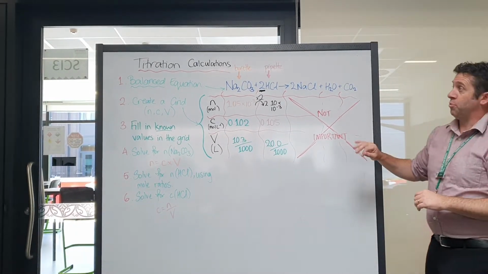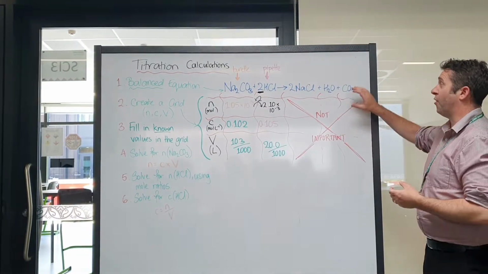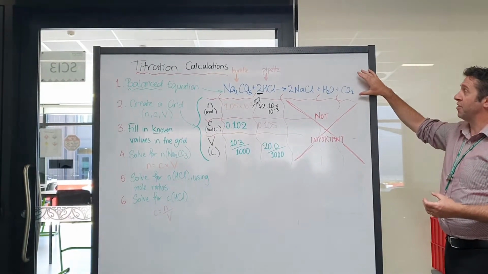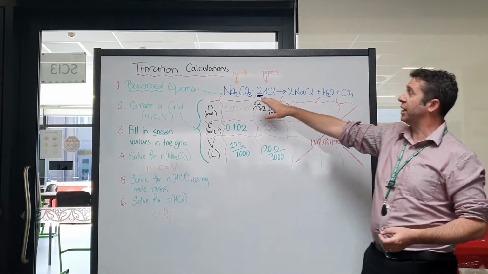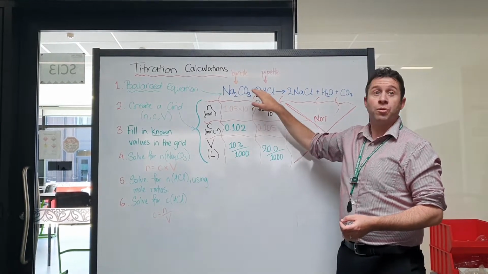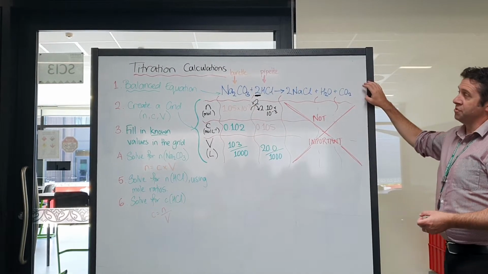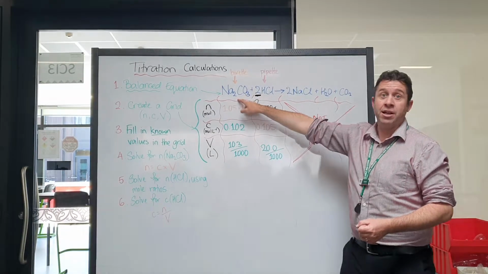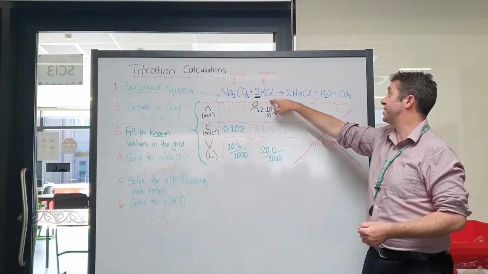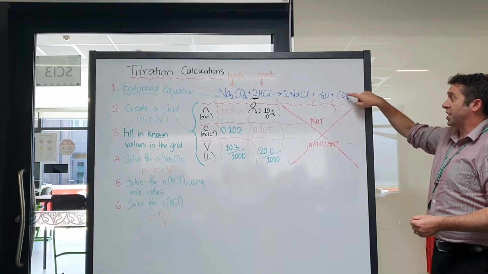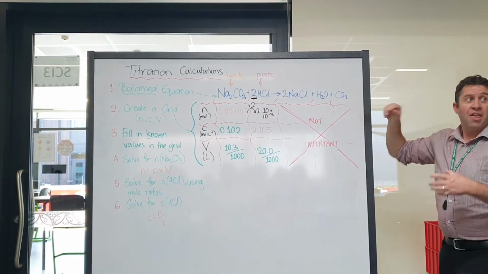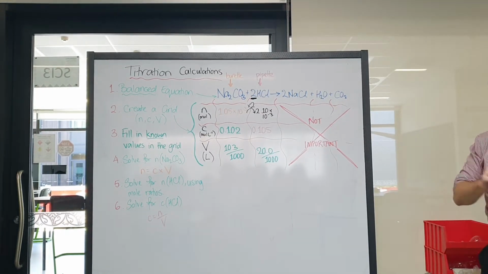The first step whenever you're doing this is to find or write out and work out the balanced equation. The reason the balanced equation is important is because we're going to have mole ratios to work with. Remember that this balanced equation means that 1 mole of sodium carbonate reacts with 2 moles of hydrochloric acid to make 2 moles of sodium chloride, 1 mole of water, and 1 mole of carbon dioxide. That's what that actually means.